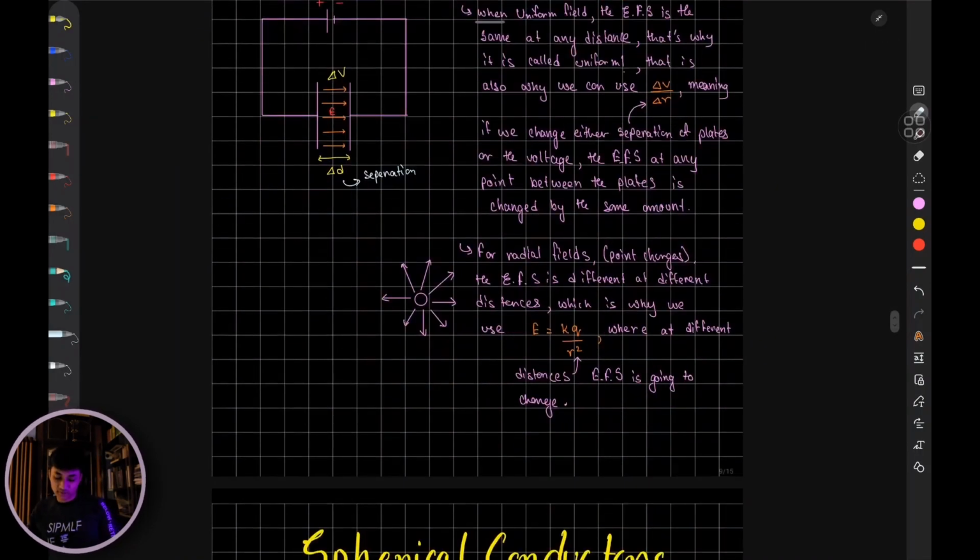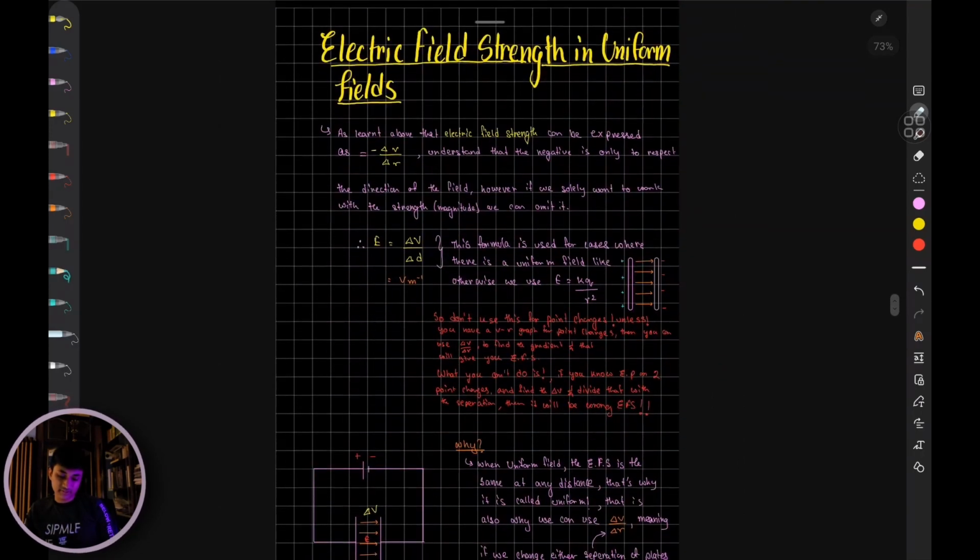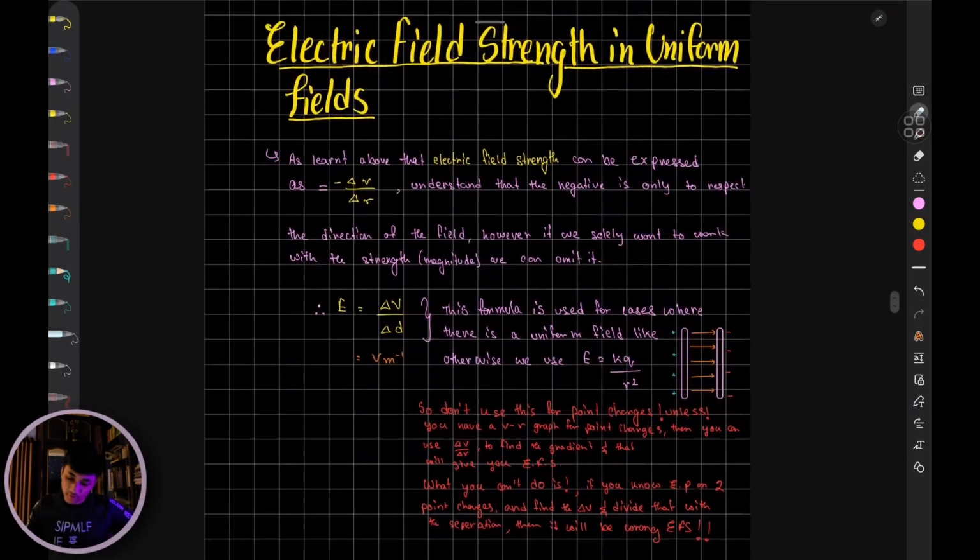For radial fields, the point charges, the electric field strength is different at every distance, which is why we use E equals kQ by r squared, because yes, the field strength is different at every position. Okay, so that's the main idea of electric field strength in uniform fields. Hopefully this video helped, and see you in the next one.